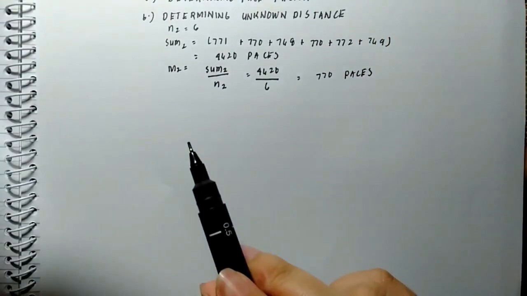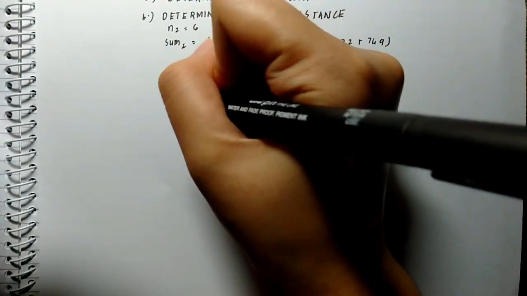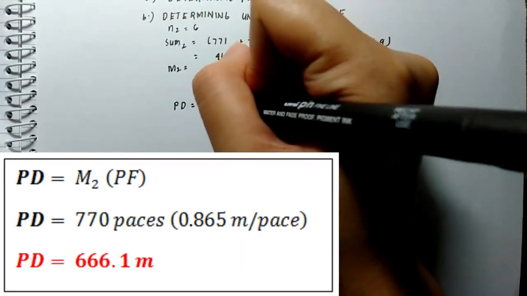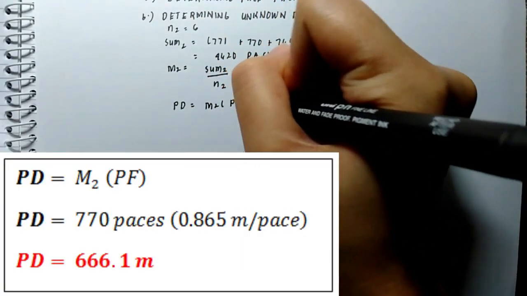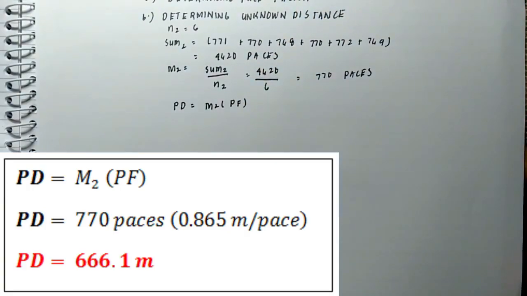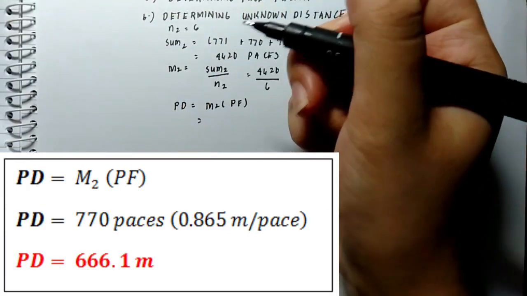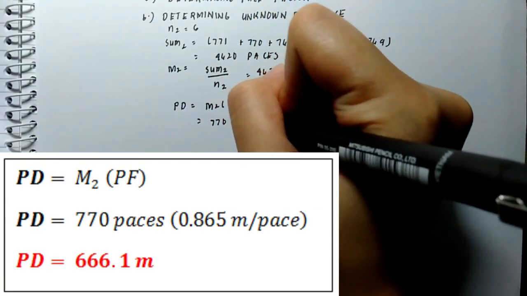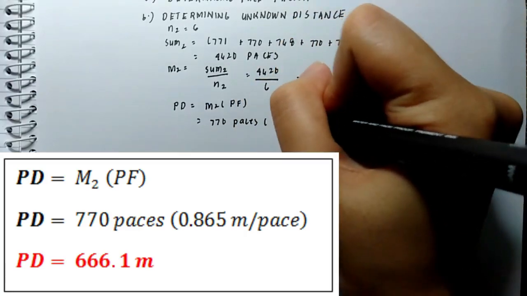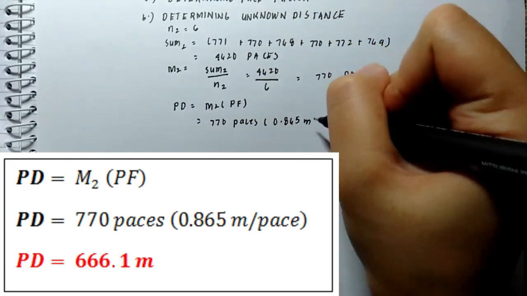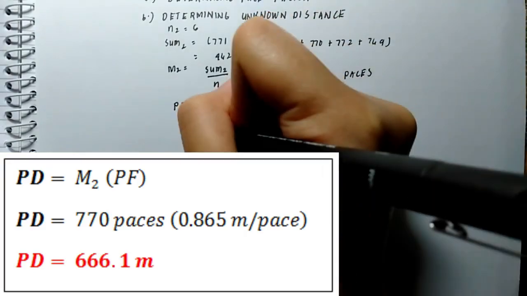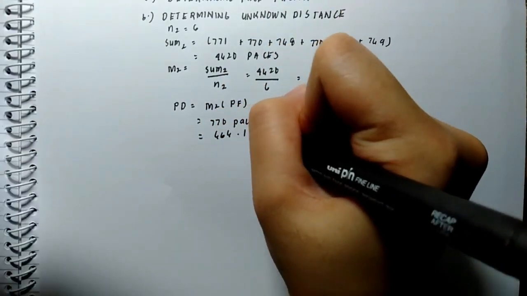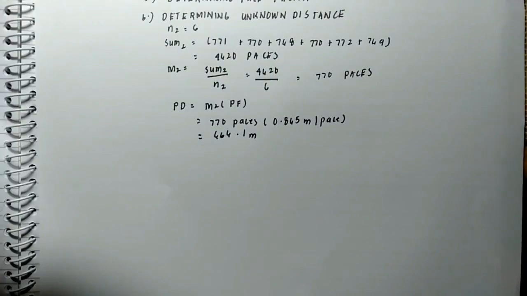So, the last thing that we need to find is PD, the pace distance or pace length. The formula for that is mean times pace factor that we have solved earlier in letter A. So, that would be 770 paces times 0.865 meter per pace. The answer would be 666.1 meter. So that is the base length of line CD.